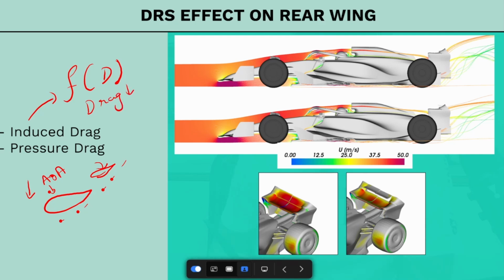So that's quite simple. The second effect is the pressure drag, and you can clearly see this from the CP plots. In these CP plots, anything that's red is high pressure, and you can see there's a lot of high pressure on the rear wing, and the moment the DRS is on, all that high pressure region goes away, which will result in decreasing pressure drag. So that is how the rear wing flap affects both the induced drag and the pressure drag.